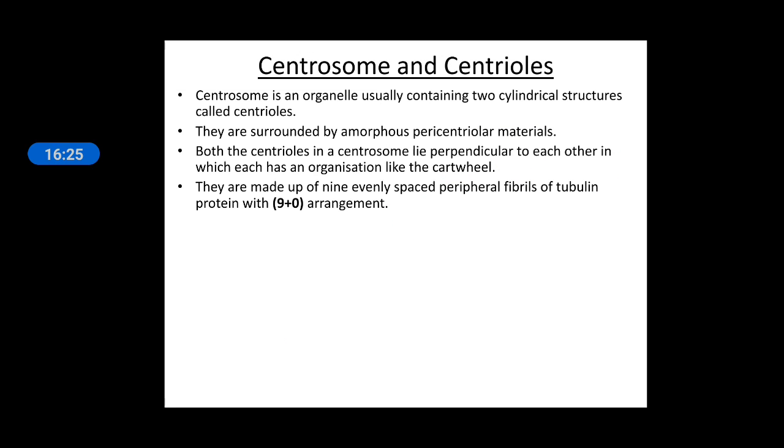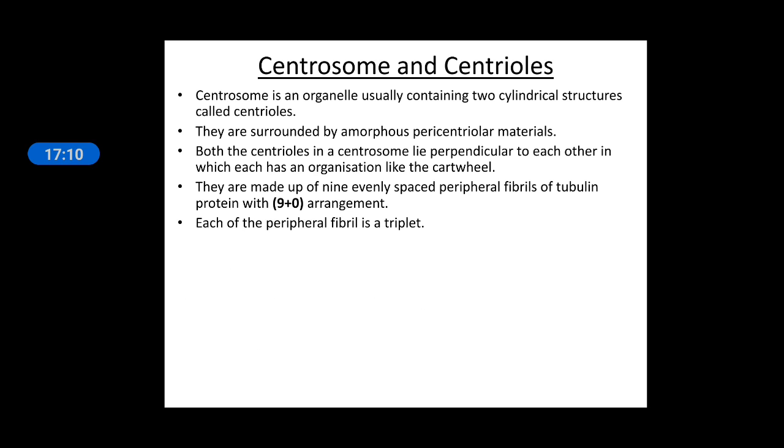So again they are made up of 9 evenly spaced peripheral fibrils of the tubulin protein with 9 plus 0 arrangement, because it is centriole. And we have seen in the cytoskeleton part that cilia, flagella and centriole all are made up of tubulin protein. Tubulin protein forms the microtubules. Okay, so the arrangement in the centriole is 9 plus 0. In the cilium and flagellum the arrangement was 9 plus 2, but here the arrangement is 9 plus 0. Okay, we will see later.